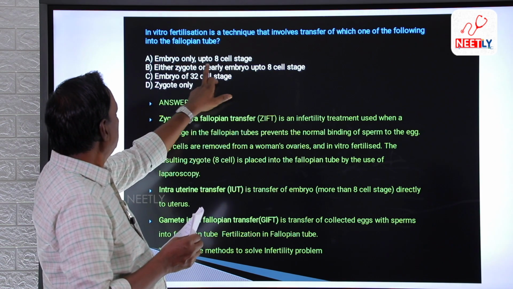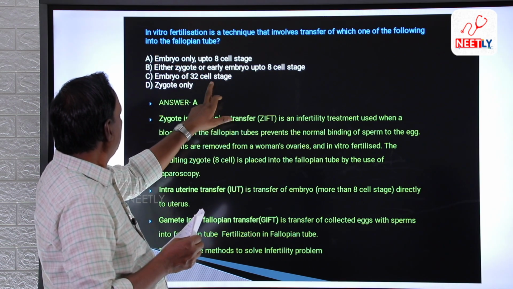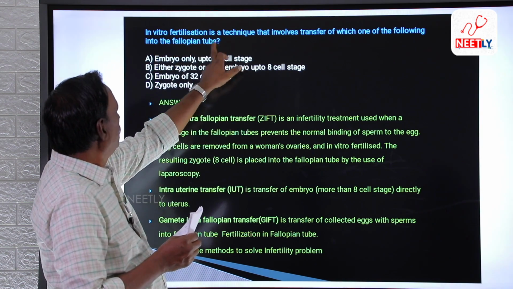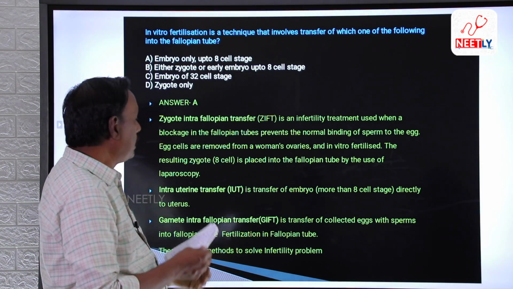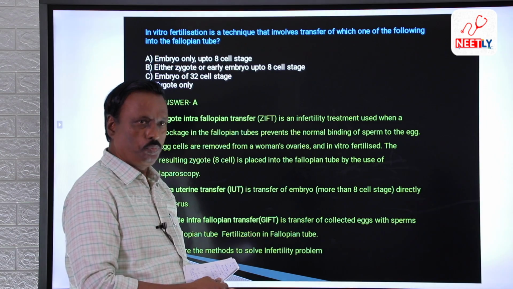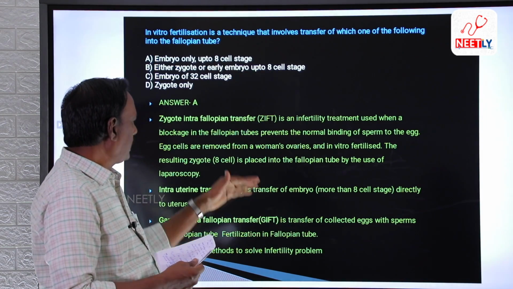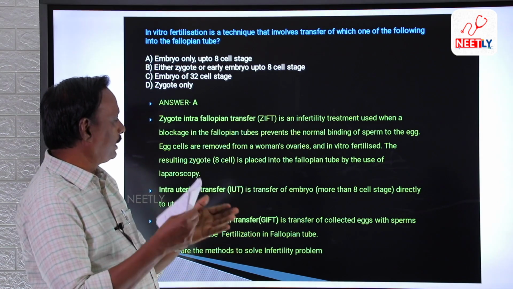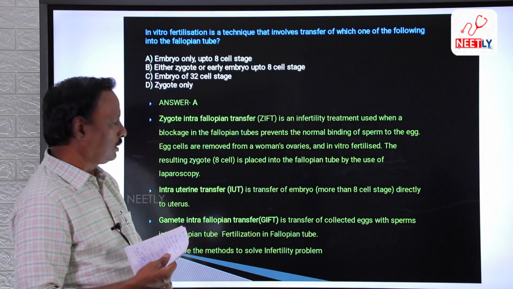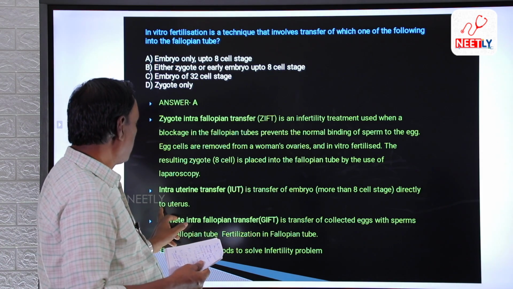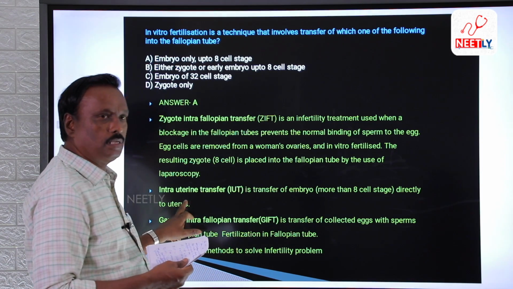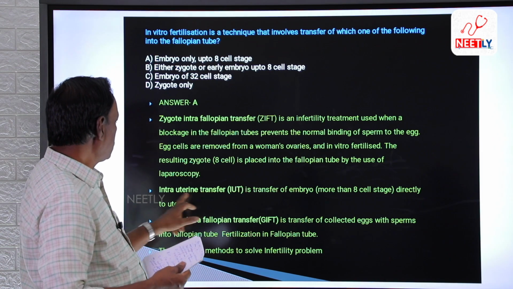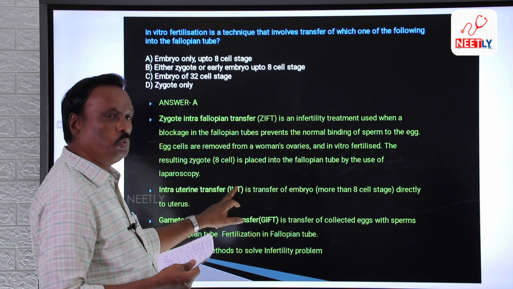So if we transfer the embryo only up to the 8 cell stage, we can place it in the fallopian tube. If it is more than the 8 cell stage, what will we do? If it is before the 8 cell stage, we can easily place it in the fallopian tube. If it is above the 8 cell stage, it may be a 16 cell stage or 32 cell stage, then you can place it directly into the uterus, where it is implanted into the wall of the uterus. That process is known as intrauterine transfer, IUT.